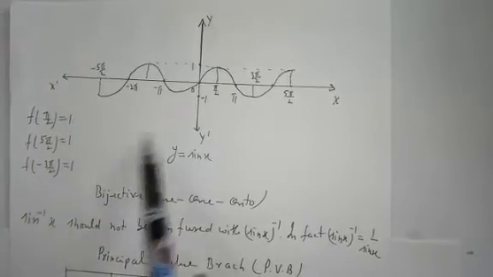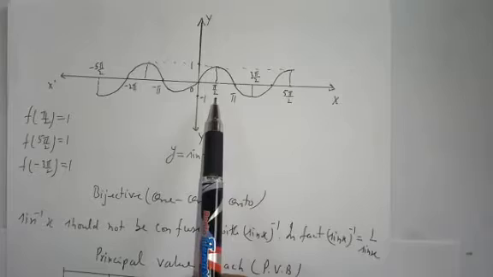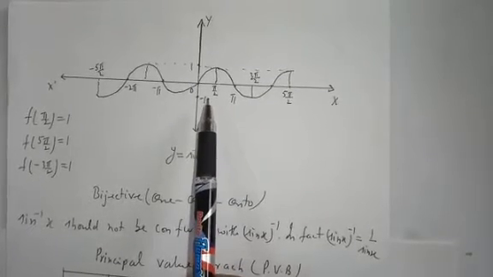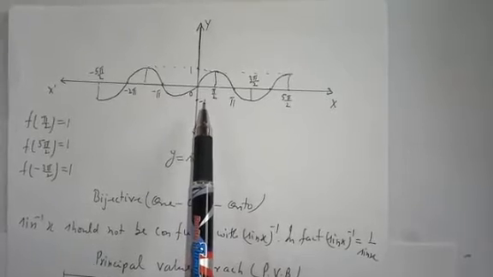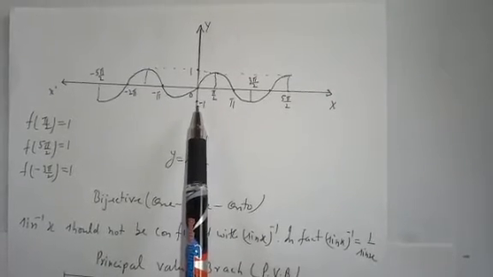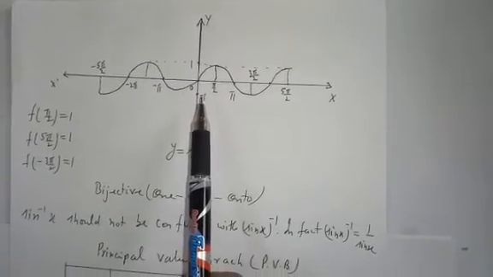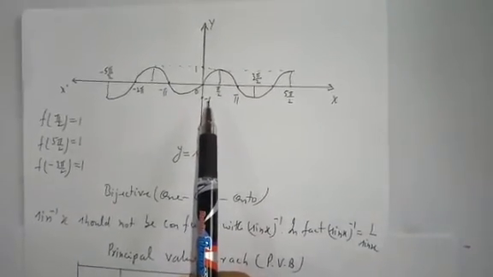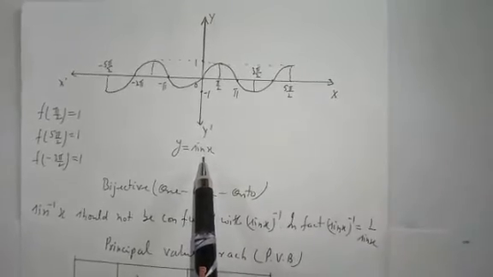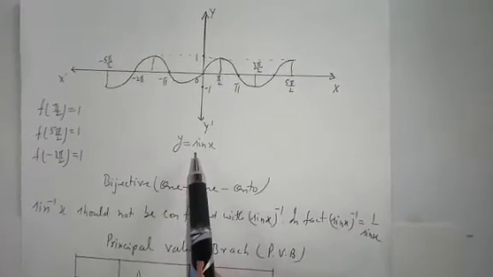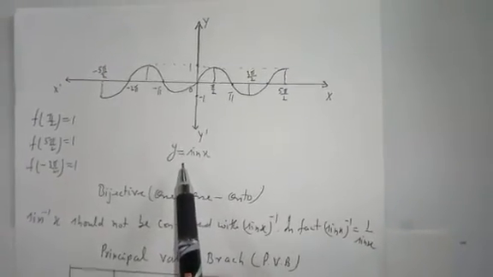In this way we can say this function is not 1-1, and we know that for a function to be invertible, it should be 1-1 and onto. So the sine function is not 1-1, which shows that it is not invertible.